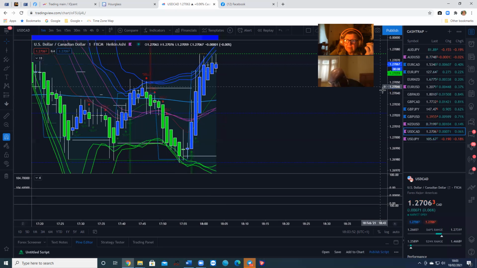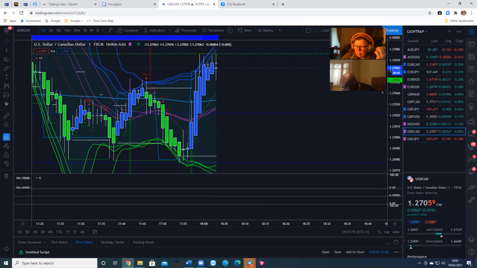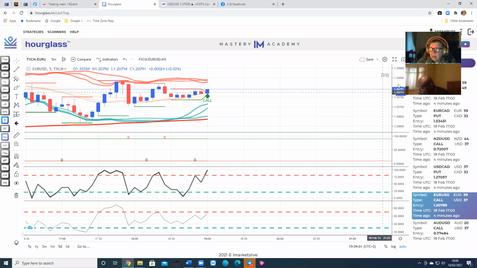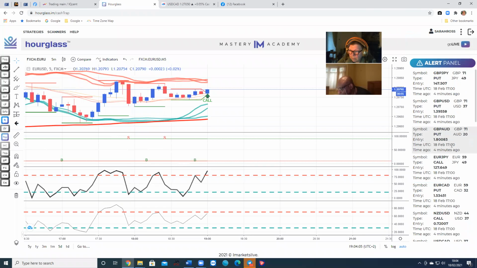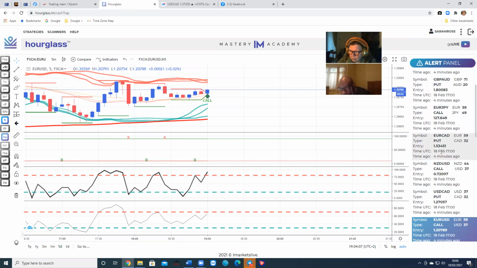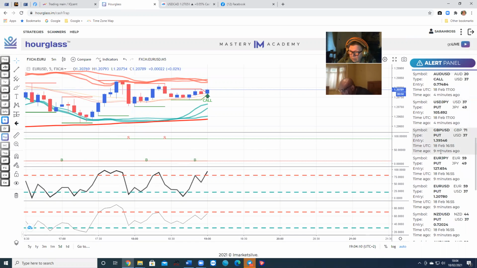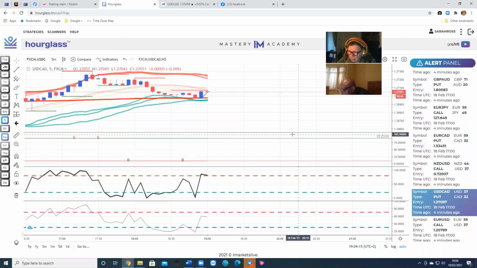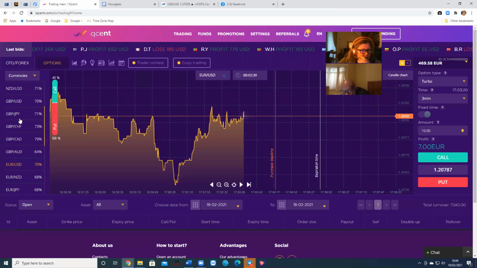Right, USD CAD is looking interesting. The day's range is a little bit of movement there. Oh, it's just going. Have a look on HourGlass. It's just about to turn. So there might be a put on USD CAD. You can find it. There it is. So it's just going to turn, right? The moving average is below. We've got the lines in the right direction. Let's see what happens in 35 seconds.